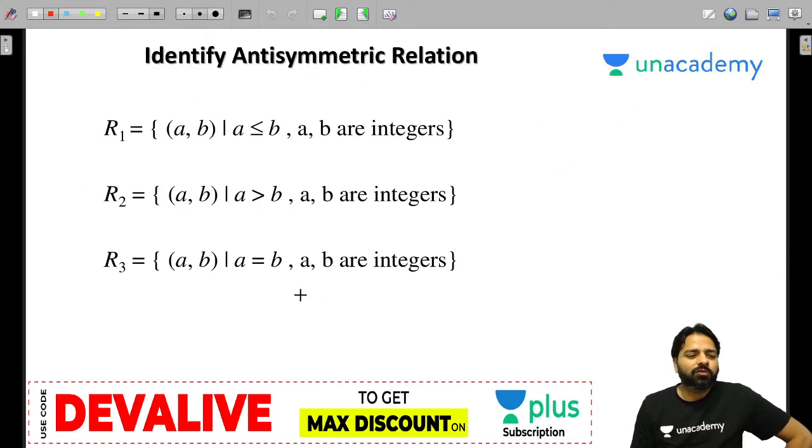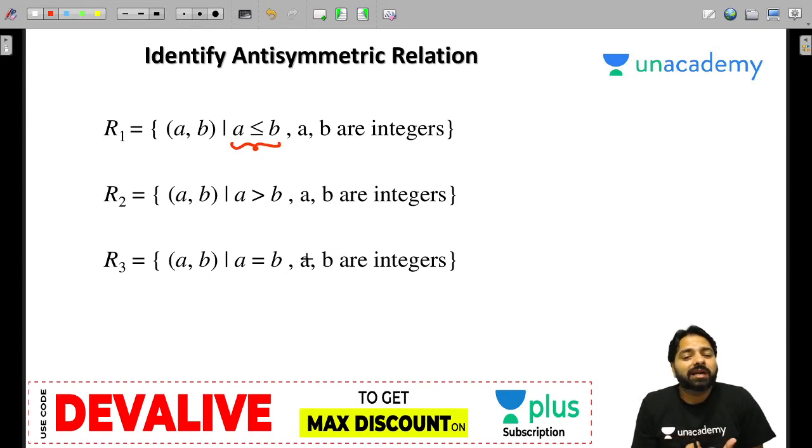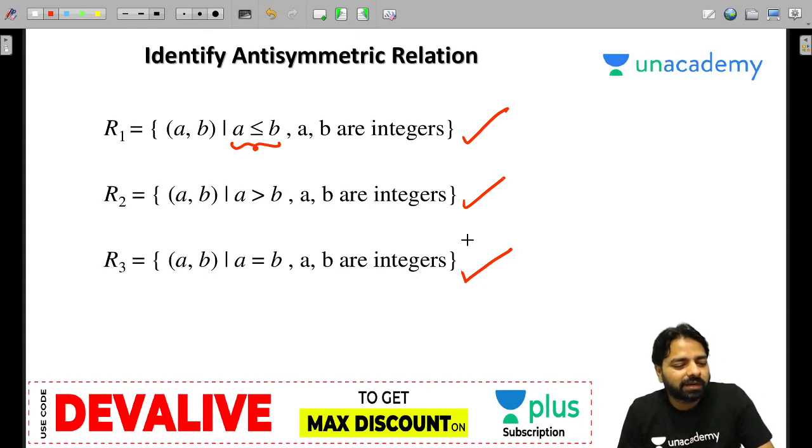Okay, now find out. Here you can see diagonals I can keep, and non-diagonals: if A less than B, definitely B is not less than A, so this is antisymmetric. And every asymmetric is already antisymmetric, and here diagonals, all of them are antisymmetric. Only diagonals are there in the R3. Come on, all are antisymmetric.